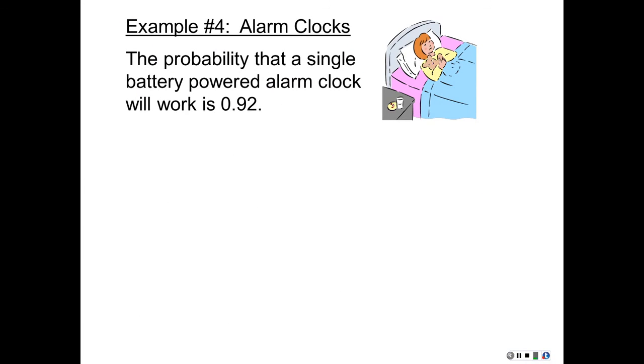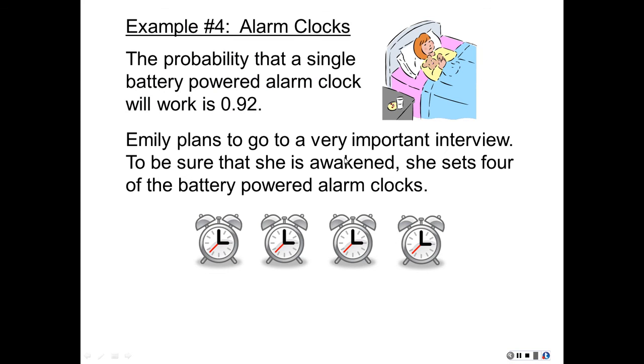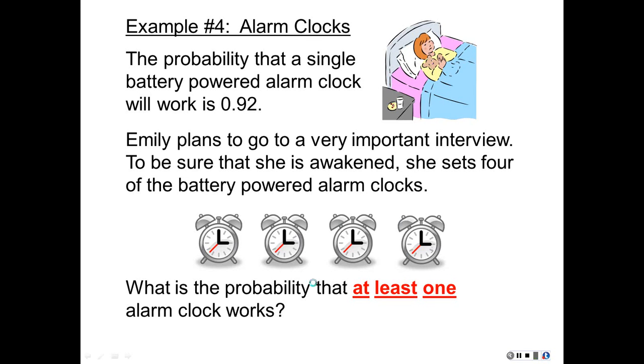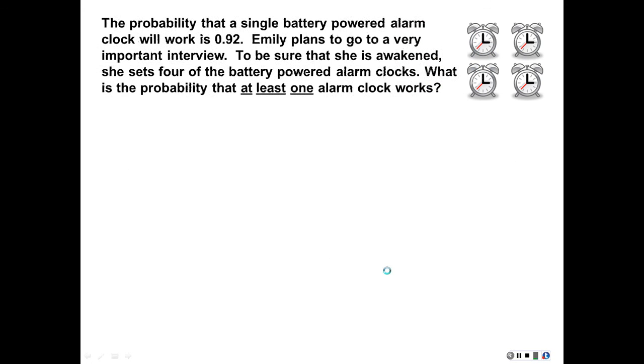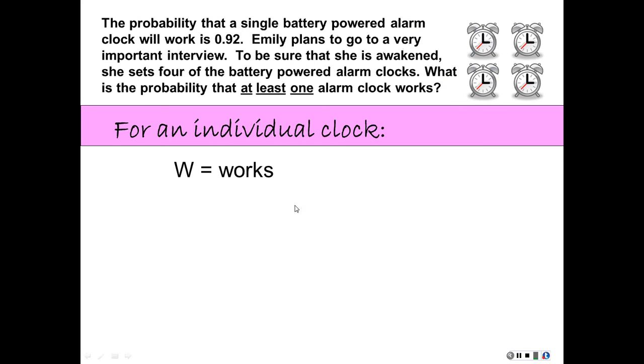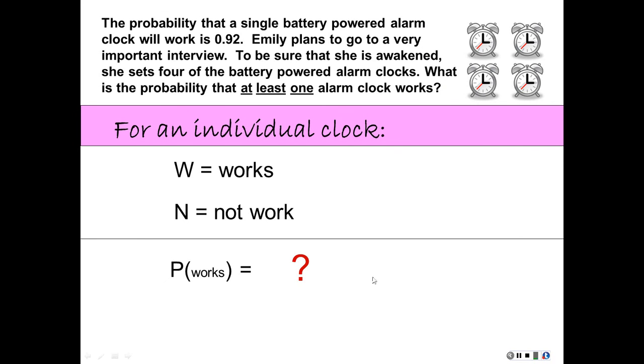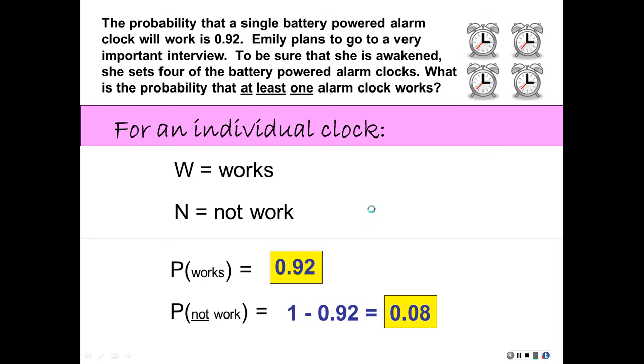So we have example 4. The probability that a single battery-powered alarm clock will work is 0.92. Emily wants to go to a very important interview, so she sets 4 alarm clocks. We want to find the probability that at least one of them will work. So W is the event that it works, and not working would be N. The probability it's going to work is 0.92. The probability it's not going to work is 1 minus 0.92, which is 0.08.